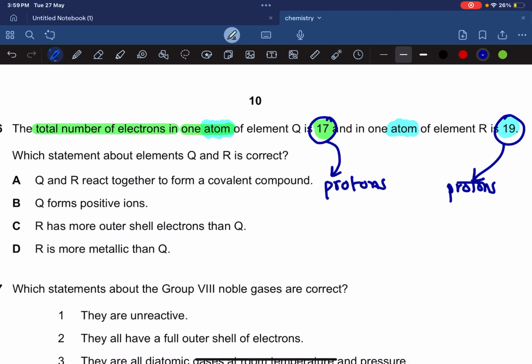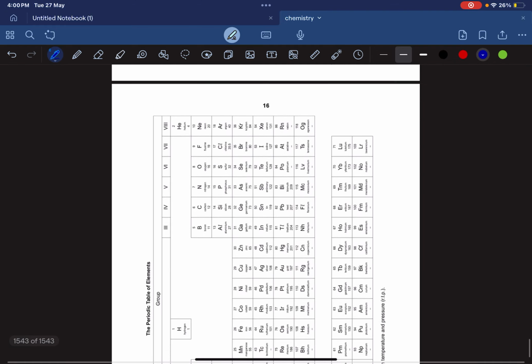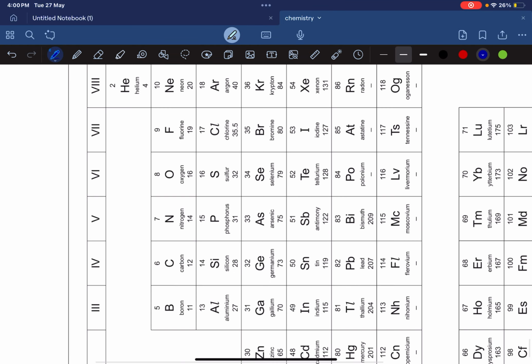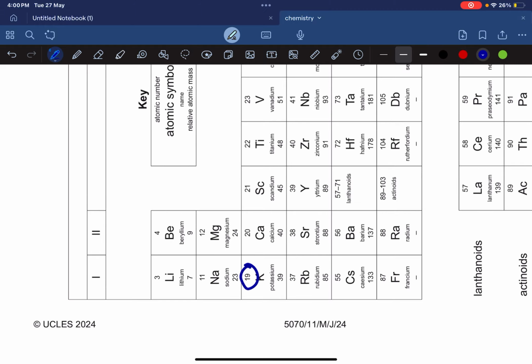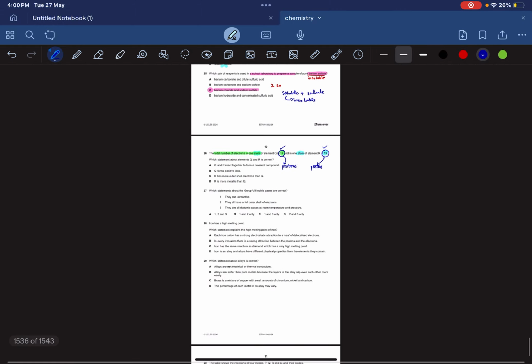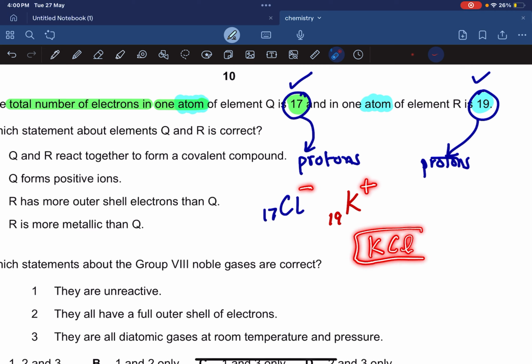So we have to look for an atom in the periodic table that has 17 protons, and another atom that has 19 protons. So here we go with our periodic table. At 17 we have chlorine, then 18 is argon, and 19 is potassium. So chlorine is 17 and potassium is 19. Now I guess that's a perfect match because it's K+ and Cl-. Because it forms a negative ion, we can easily form KCl, a very strong ionic bond.